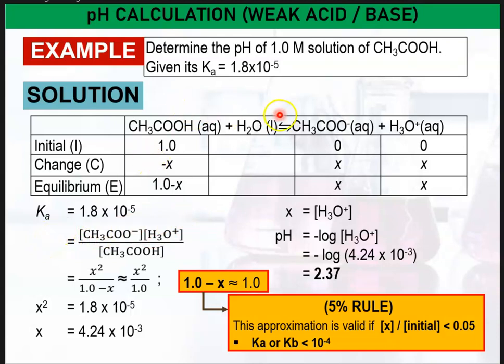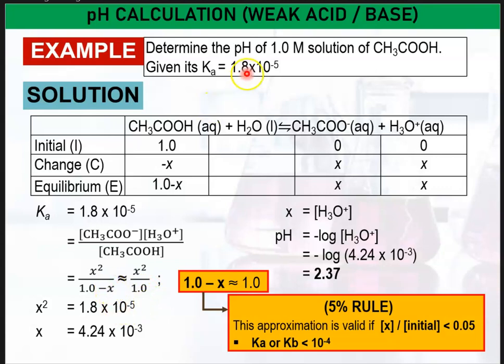So we write the Ka expression for this reaction. The Ka expression is the product divided by the reactant. So we have CH3COO minus times H plus or H3O plus divided by CH3COOH. CH3COO minus and H plus are X and X, so X times X, we get X squared divided by 1 molar minus X.